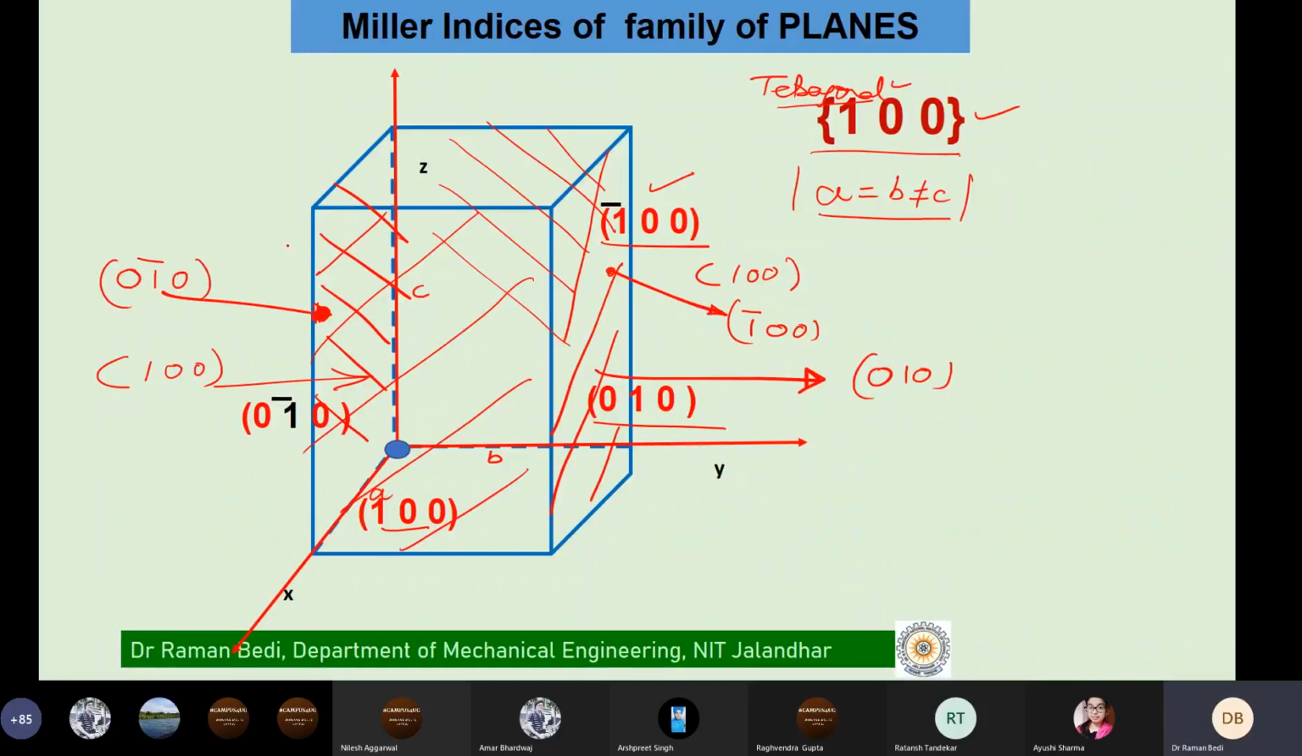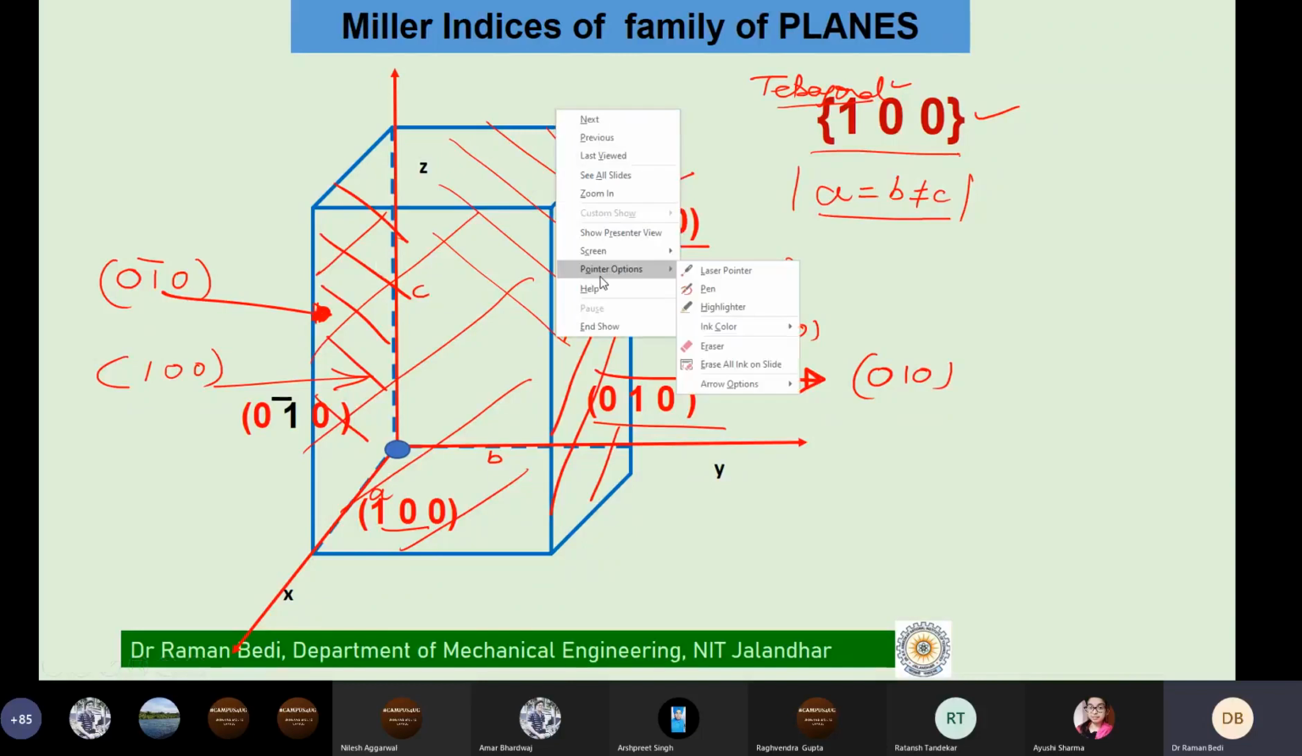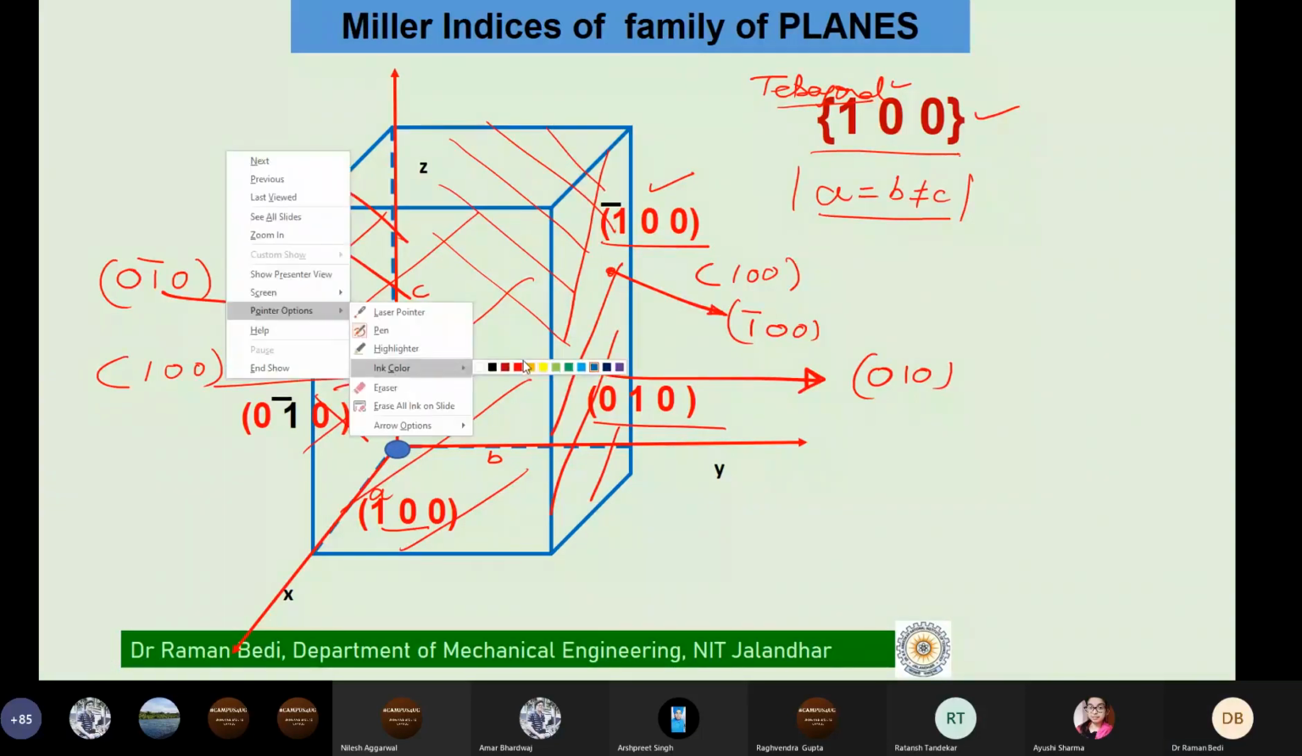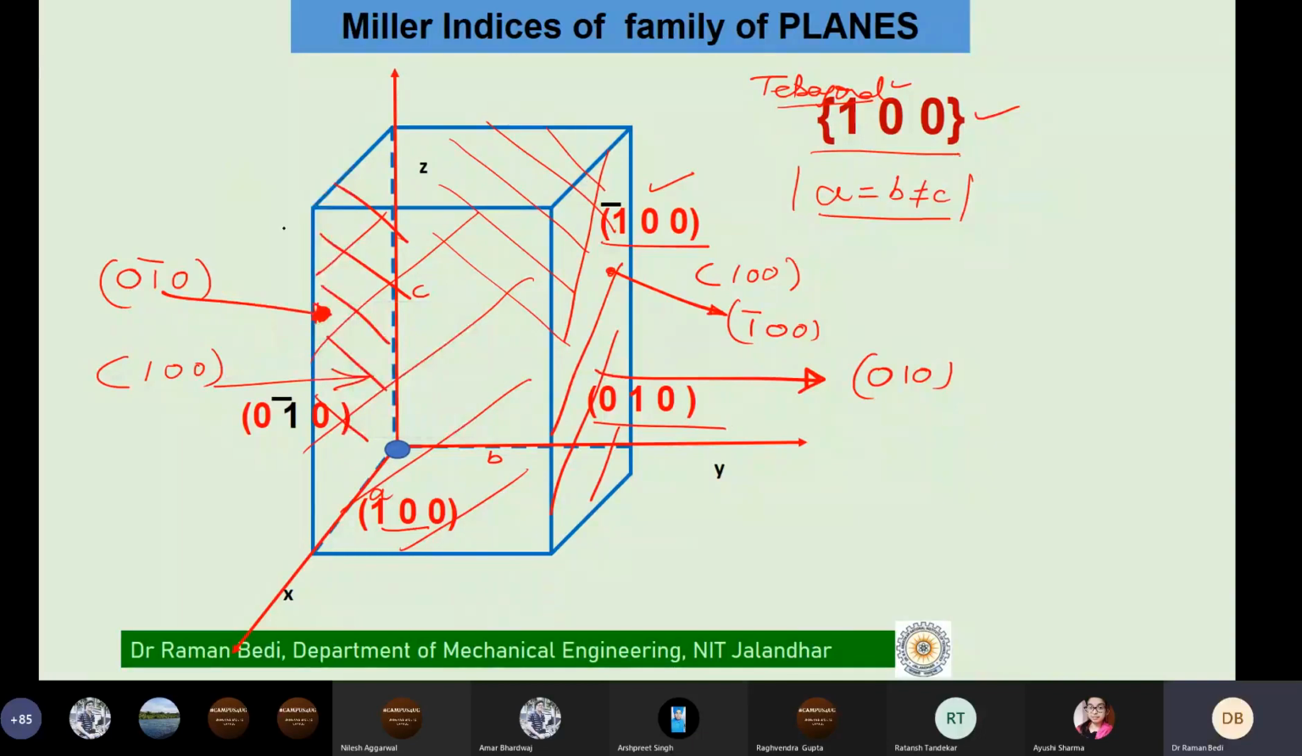We are trying to say here that they all belong to a family of planes of the type 100. What is the difference here from the cubic unit cell? There are two more faces which I have excluded here. The ones which we have excluded are the top and the bottom face of the cube. This one has been removed. This has been excluded. I'm not saying that it is a part of the family of 100 planes.